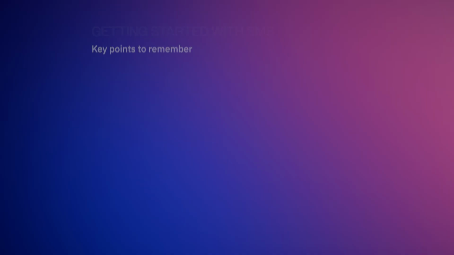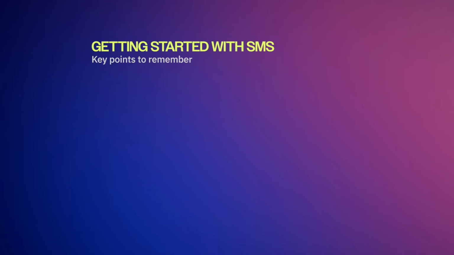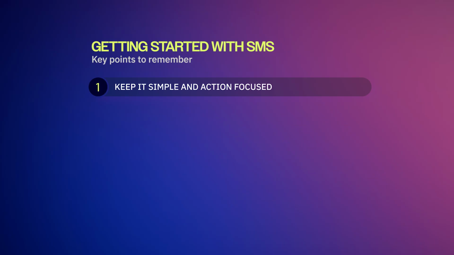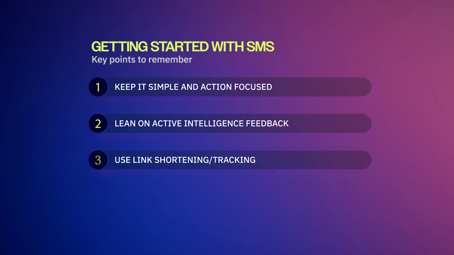And that's it. You know how to create and send your first SMS broadcast campaign using Active Intelligence and the Campaign Builder. Remember these key points. Keep messages concise and action-oriented. Quickly generate compelling content with Active Intelligence. Leverage link shortening and tracking. And always send to opt-in subscribers only.